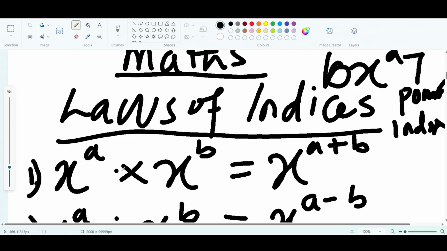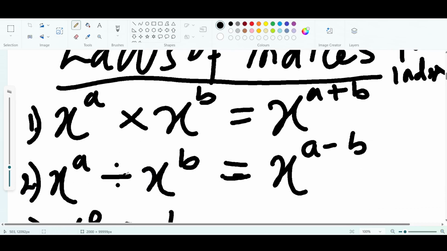When the bases are multiplying each other, we do what? We add their powers. That is one of the laws of indices. Then the second law of indices is that when x raised to power a is divided by x raised to power b, we subtract their powers. So x raised to power a divided by x raised to power b is going to be x raised to power a minus b. That is the second law of indices.